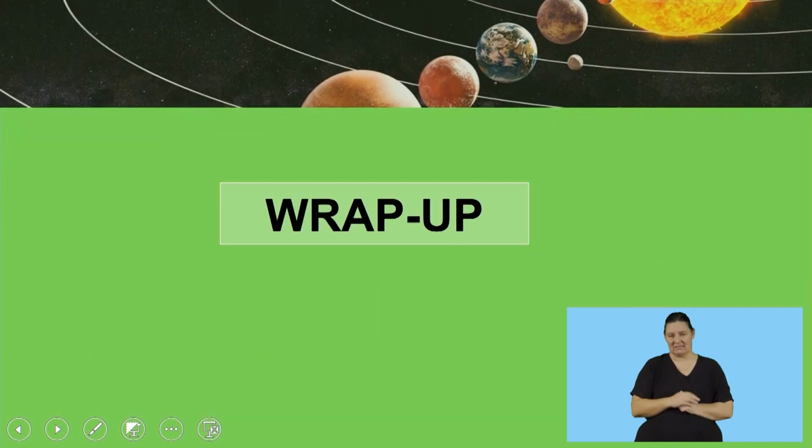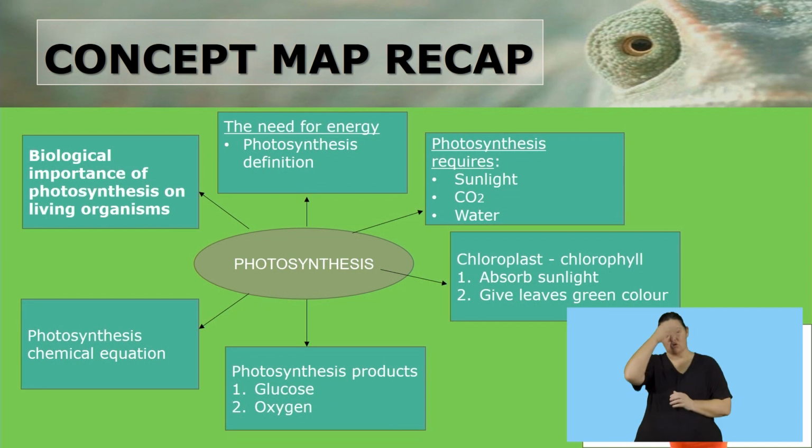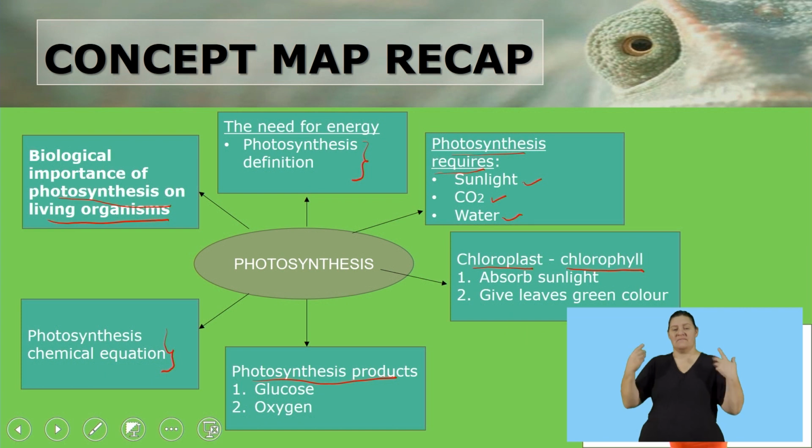Just to wrap up our lesson, this is our concept map. We looked at the need for energy and we defined photosynthesis. We then spoke about the requirements of photosynthesis, which were sunlight, carbon dioxide, and water. We then looked at the chloroplast and the chlorophyll and their function. We then moved on to photosynthesis products, and then we did the photosynthesis chemical equation. And then lastly, we spoke about the biological importance of photosynthesis on living organisms.